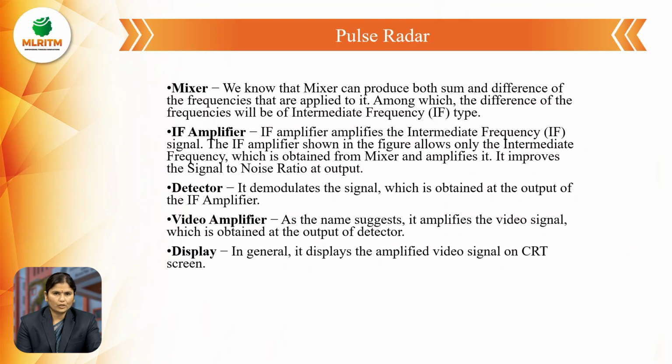Detector means the demodulation process. It demodulates the signal which is obtained at the output of the IF amplifier. Next one is the video amplifier. As the name suggests, it amplifies the video signal which is received from the detector. After video amplification, this amplified signal is given to the display unit. By using the display unit, we can easily find out the distance of the target, the range of the target and the direction of the target.